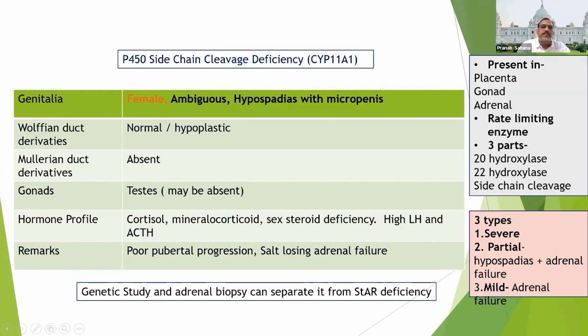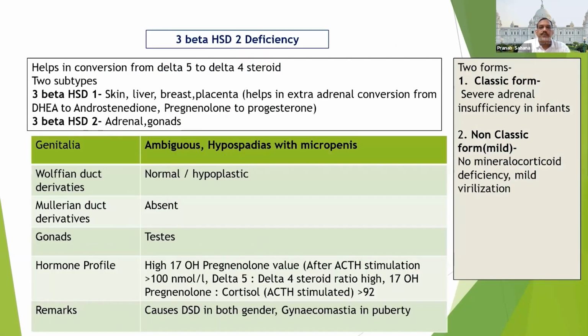And next in line is P450 side chain cleavage deficiency. This is the enzyme which converts cholesterol to pregnenolone. Therefore, deficiency of this enzyme also interrupts the different steroid biosynthesis. Actually this enzyme comprises 3 activities: 20 hydroxylase, 22 hydroxylase and side chain cleavage enzymes. The phenotype can be severe or partial, and it can be a female type phenotype, or it can be a hypoplastic male.